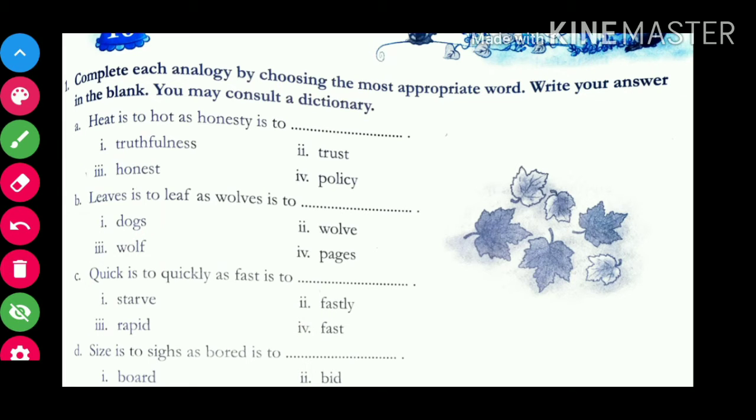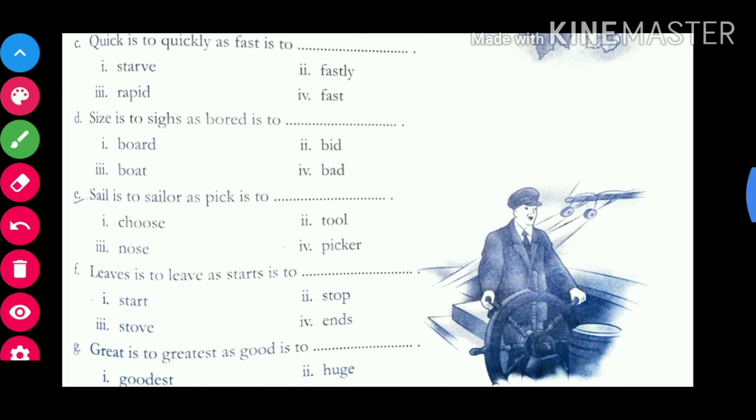Now let us come to D. Size is to sighs, as board is to. So over here, what is the comparison being made? The pronunciation of both the words is the same, size and sighs. The pronunciation of the words is the same, but the spelling and the meanings are different. So what will be the same sounding word for board? Yes, it is the first one, bored. If you remember, we have done homophones and homonyms. So this is homophone.